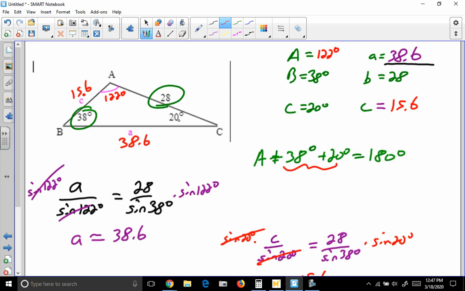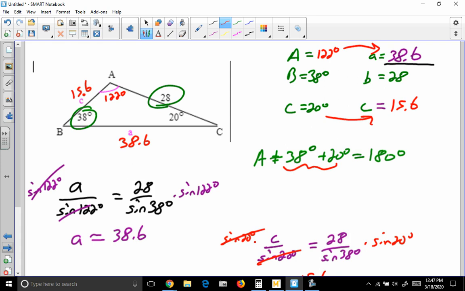The smallest side always has to be across from the smallest angle. The largest side always has to be across from the largest angle. That doesn't guarantee that we got the correct numbers, but if that's not true, then we can be sure that our answer is wrong. But since we followed our law of sine, then yes, those answers should be correct.